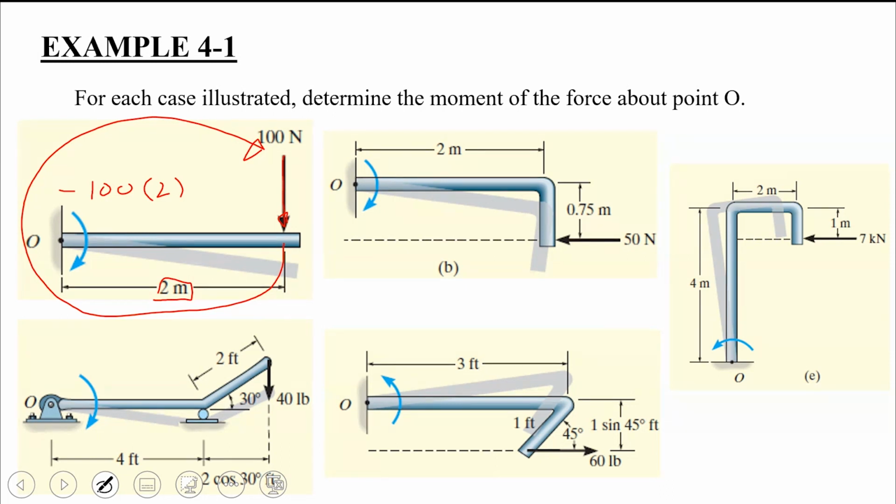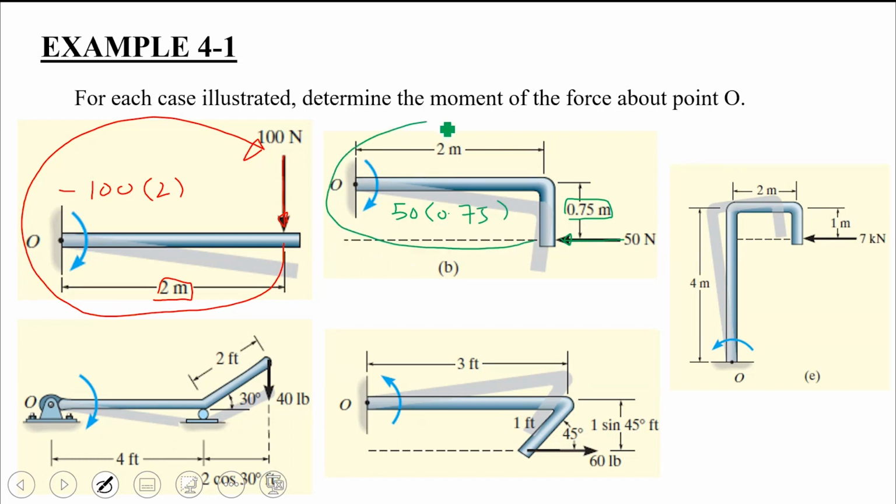Is it clear to all of you? Yes, sir. Okay, moving to the second figure, which is figure B. Now a force of 50 Newton is being applied and we need to calculate the moment of this force about point O. What is the perpendicular distance in this case between the line of action of this force and the moment axis? Is it 0 or 0.7? 0.75. So the magnitude of this moment is going to be 50 times perpendicular distance, which is 0.75.